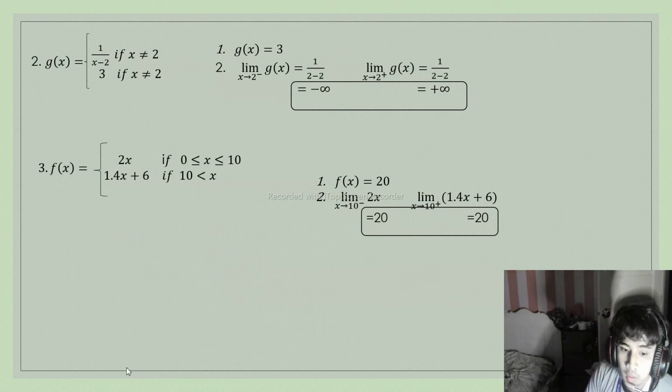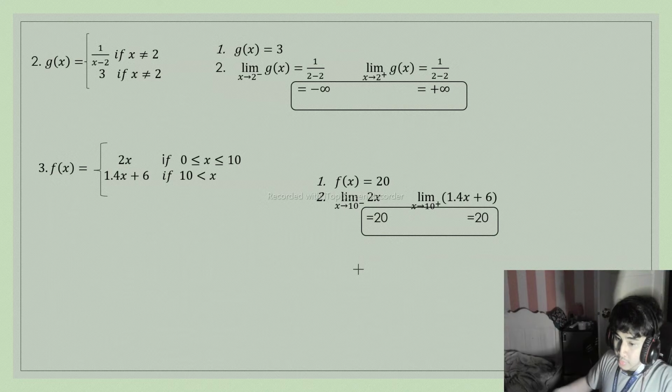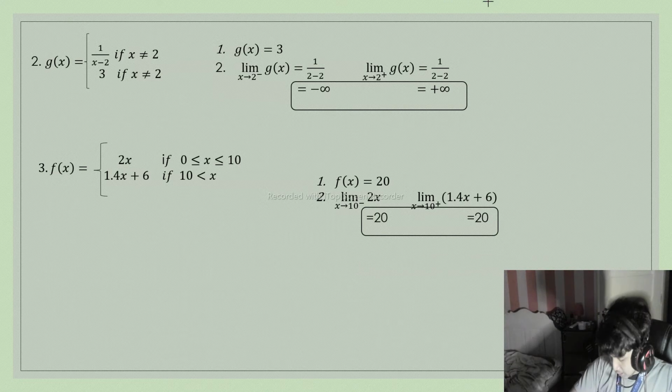Ayan. So, therefore, limit of f of x as x approaches 10 exists and is equal to f of 10. Therefore, f is continuous at 10. So, we have a continuity.